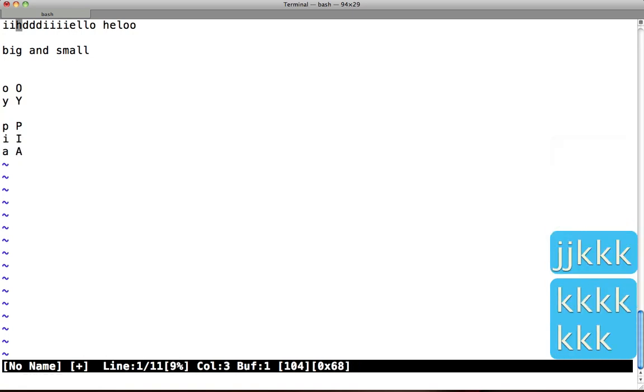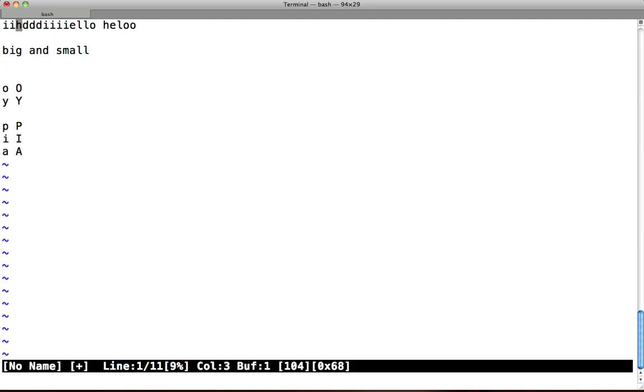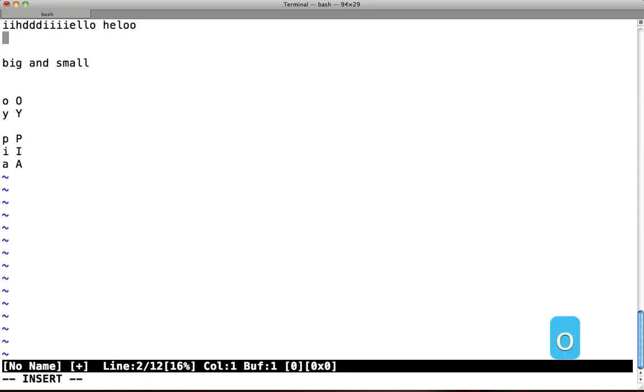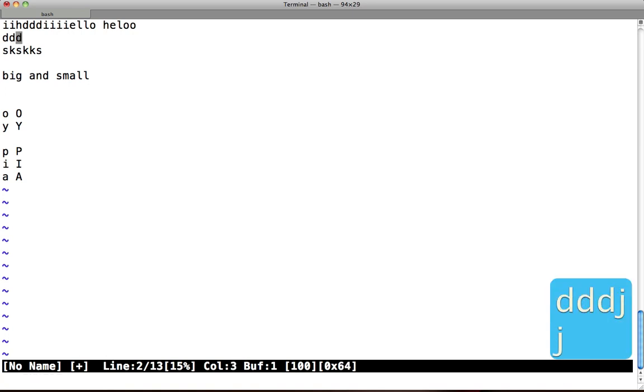Okay, now what do small o and big O mean? Small o goes from normal mode to insert mode, but opens a new line below and then you start writing. Big O also goes into insert mode, but it starts a new line above the cursor position. So that's the difference.